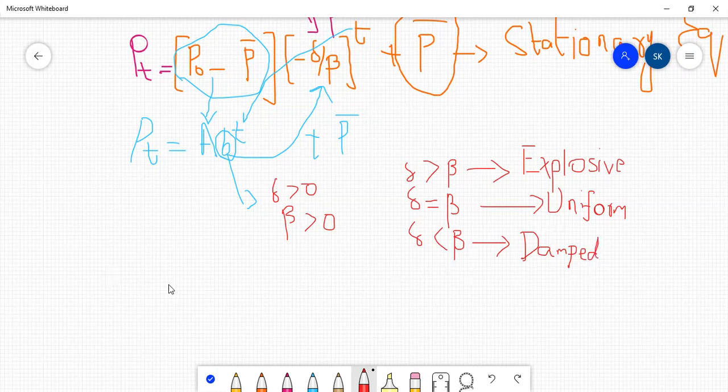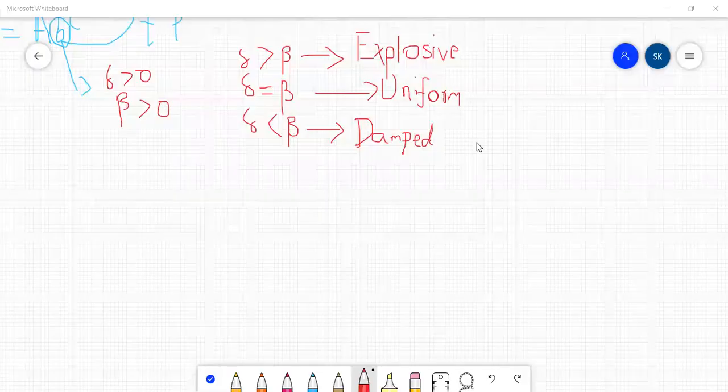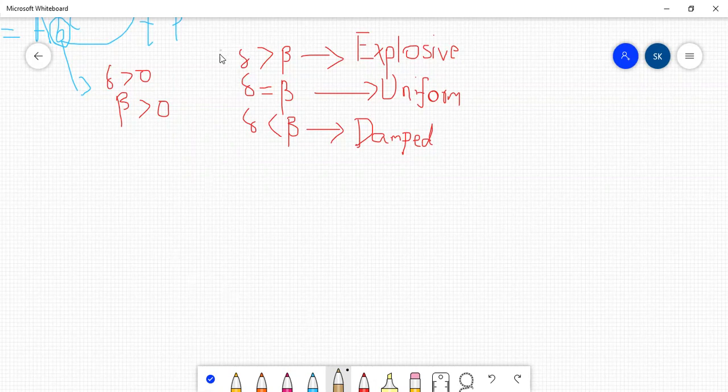So now let's move towards our diagrammatic explanation of the three terms, that is sigma greater than beta, sigma is equal to beta, and sigma less than beta. What happens over here is that we will have three different types of diagrams. First of all, we will move towards the first diagram, that is the explosive one. Let it be 1, let it be 2, and let it be 3, okay?